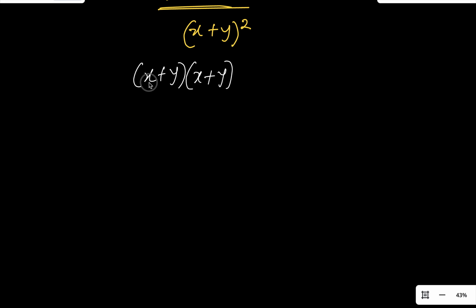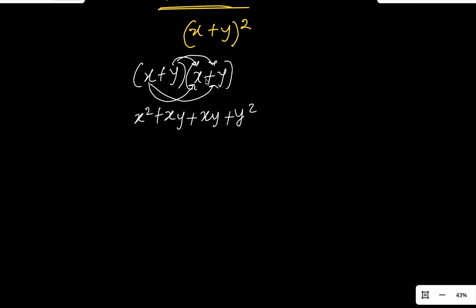So I tell you now, this one will multiply this one, this one will multiply this one, then this one will multiply this one, and this one will multiply this one. We do them bit by bit. x times x is x squared, plus x times y is xy, plus y times x is xy, plus y times y is y squared.